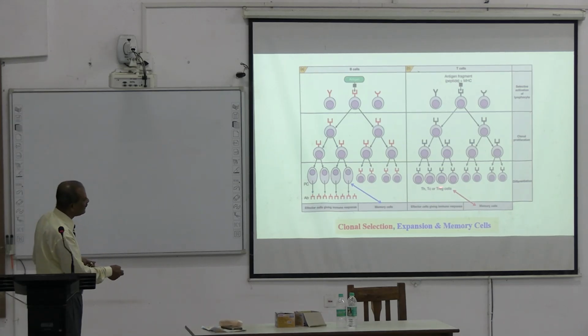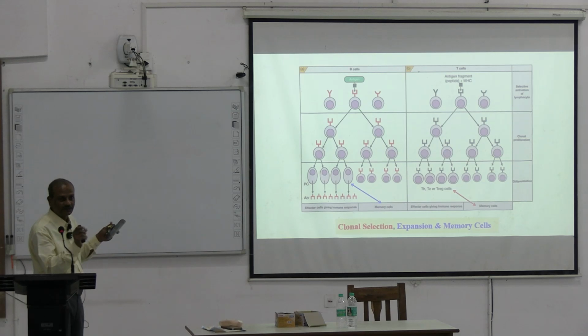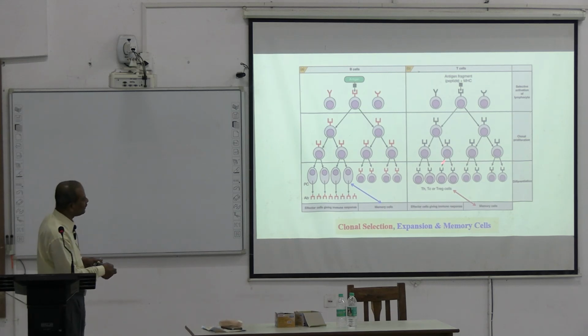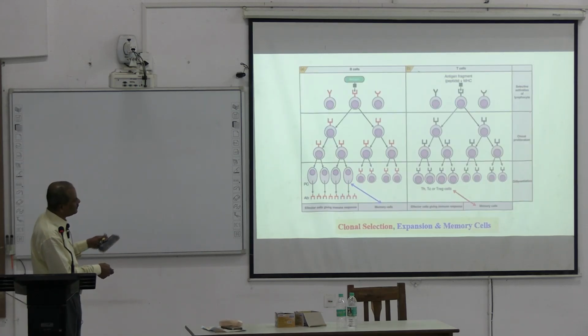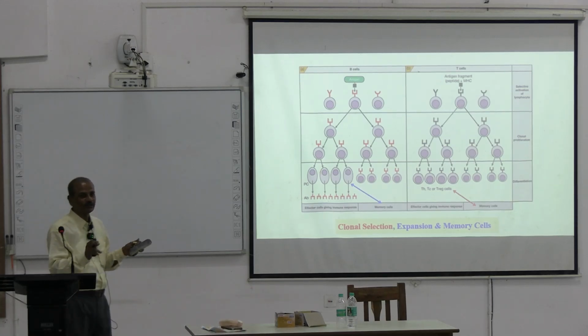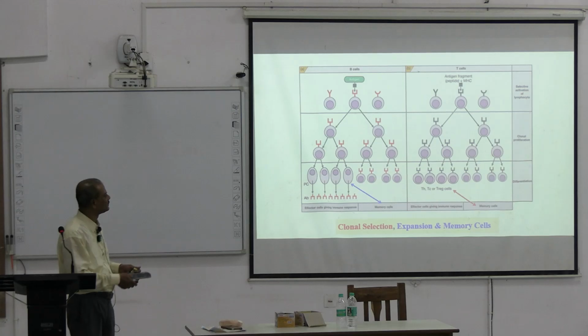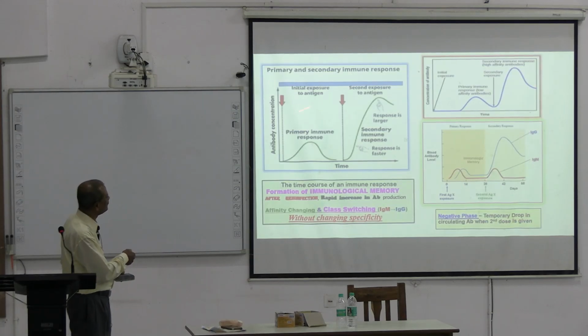Only thing is that a subset of cells remains as memory cells in the form of T helper, T cytotoxic and T suppressor. So the main function of T helper cell is to help the immune system. T cytotoxic basically kills the infected cells, and T regulatory cell basically regulates the immune response.